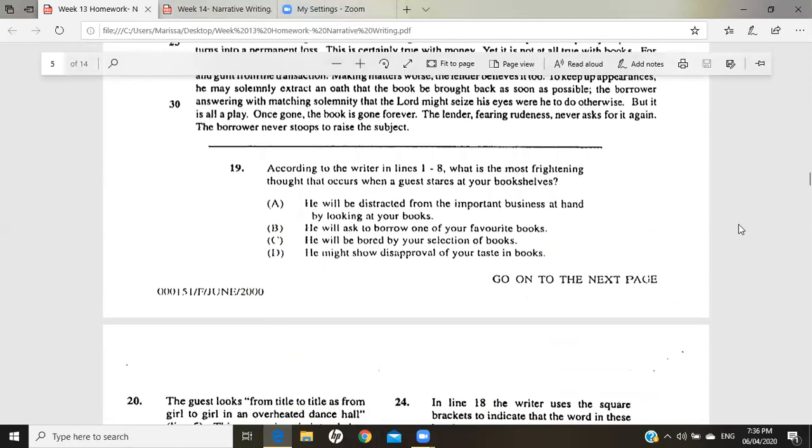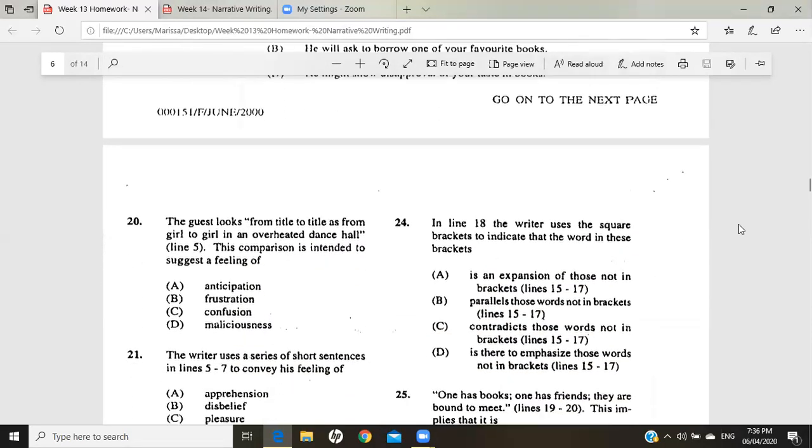So number 19 says, according to the writer in lines 1 to 8, what is the most frightening thought that occurs when a guest stares at your bookshelves? They're gonna talk about books. Which letter you had as your answer, Sanjay, for number 19? Let me. I had B. Yes, the answer is B, that he will ask to borrow one of your favorite books.